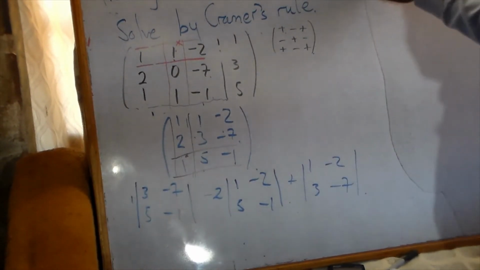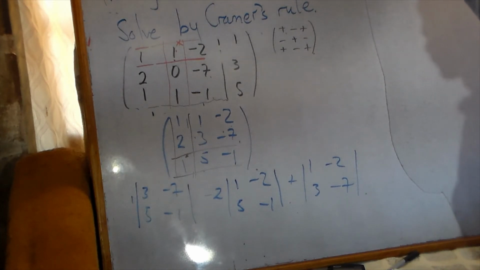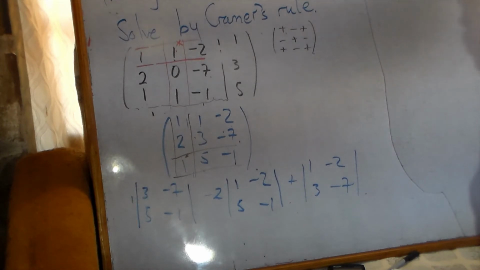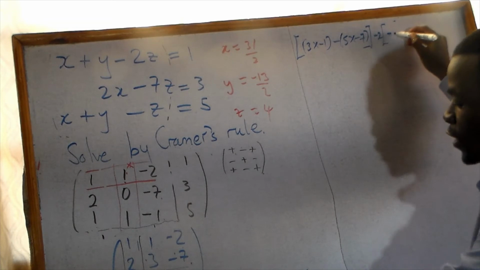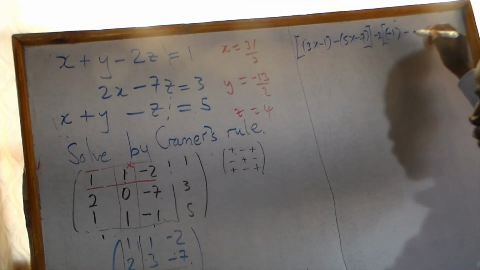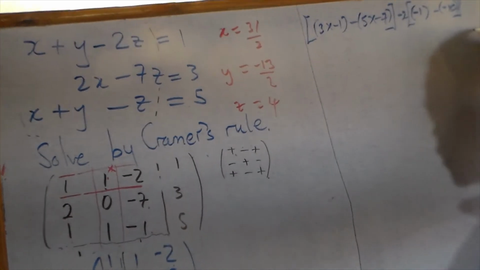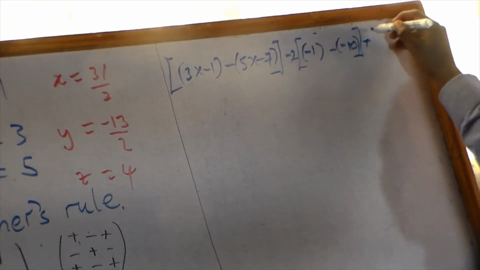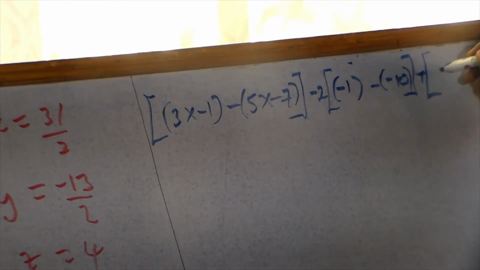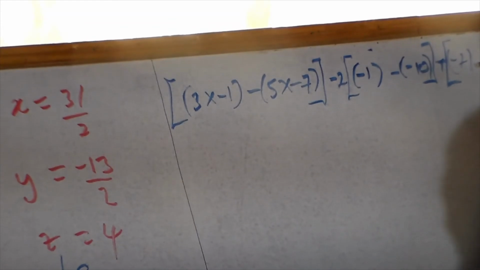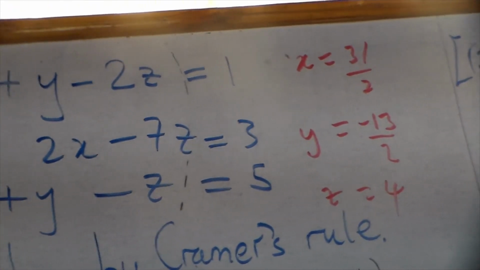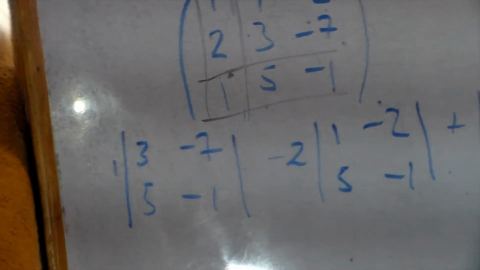Getting on to find the determinant, I will say 3 times minus 1 minus 5 times minus 7. Then here I have a negative 2. I'll say 1 times minus 1, it's a minus 1, minus 5 times minus 2, which is a negative 10. Then here I'll say plus 1 times minus 7, it's a negative 7, minus 3 times minus 2, it's a minus 6.